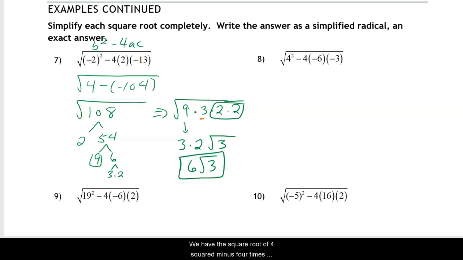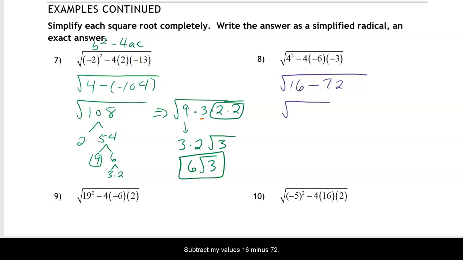Example 8. We have the square root of 4 squared minus 4 times negative 6 times negative 3. So again, I'm just going to go ahead and write my radical first. I'm going to square 4 squared. That would be 16 minus, and then I'm going to multiply 4 times negative 6 times negative 3, which will be 72. Subtract my values. 16 minus 72 is negative 56.